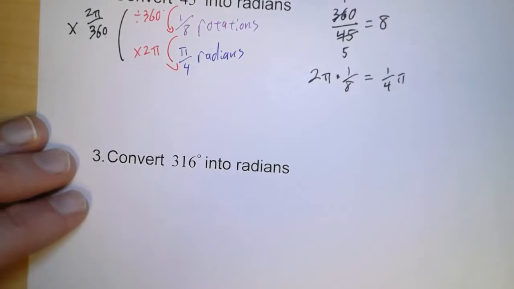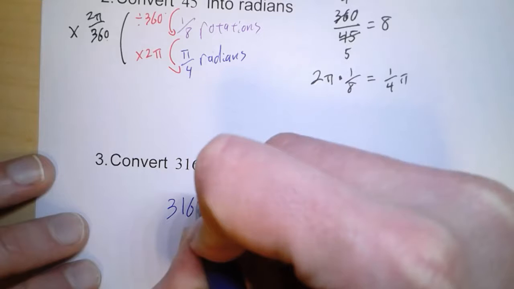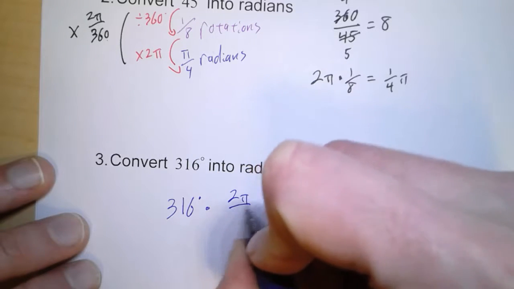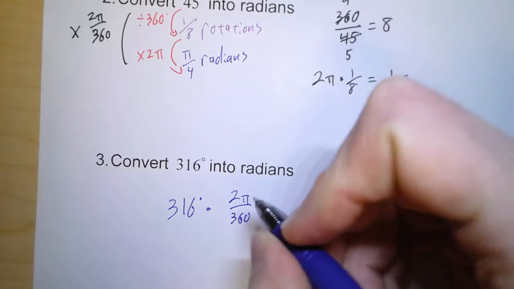So if we want to look down at 316 degrees, we can shorten our work a little bit by saying we'll just take 316 degrees and multiply by 2 pi over 360.